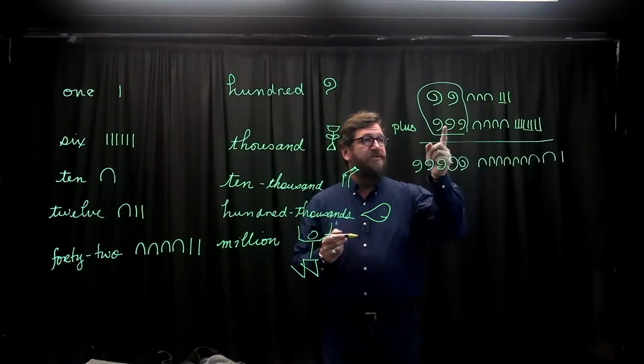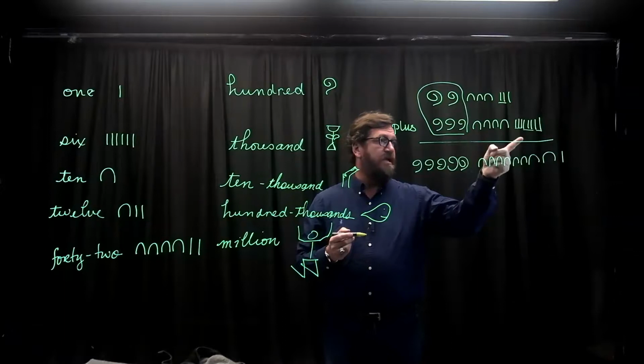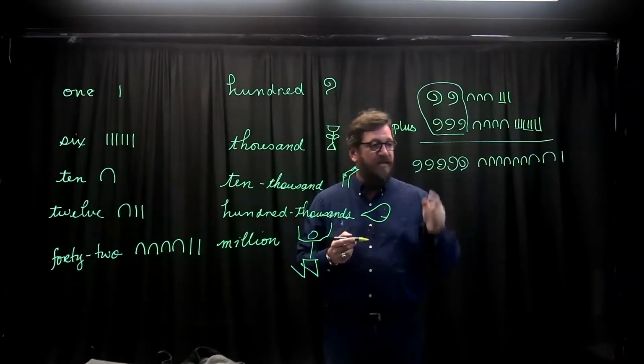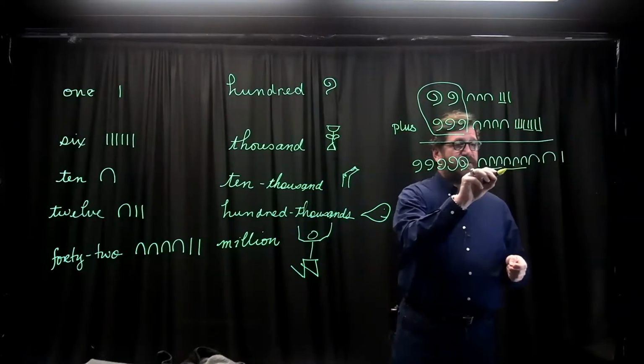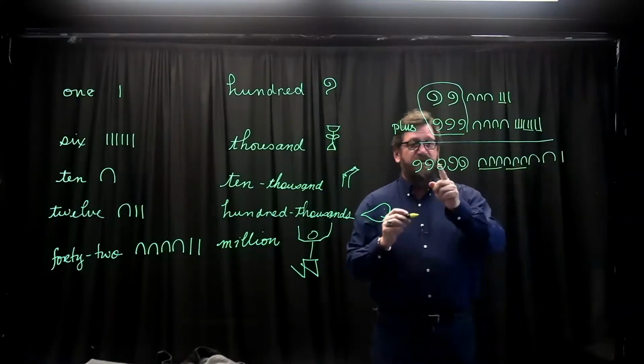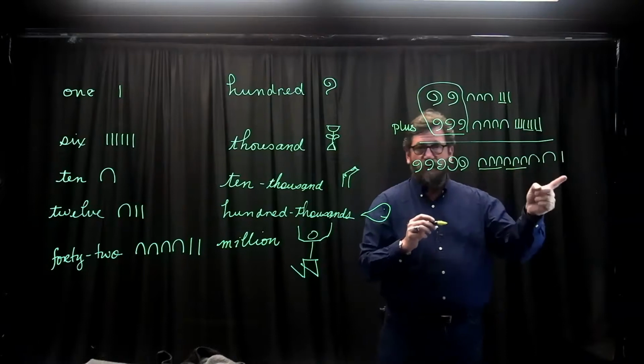233 plus 348. And the answer is 500. 3 and 3 is 6, 7, 8. So 581.